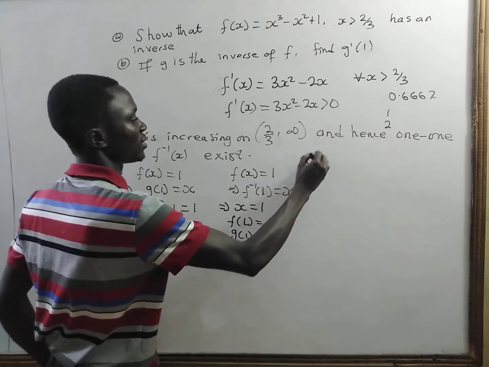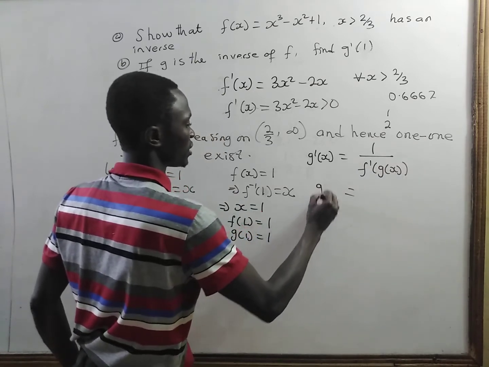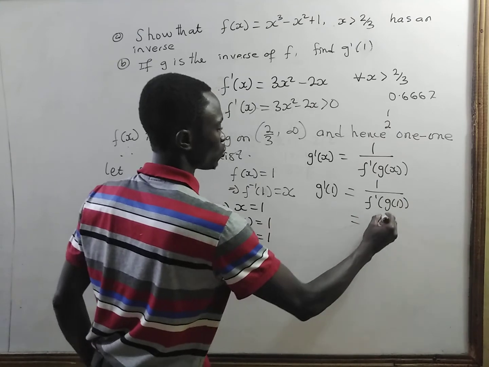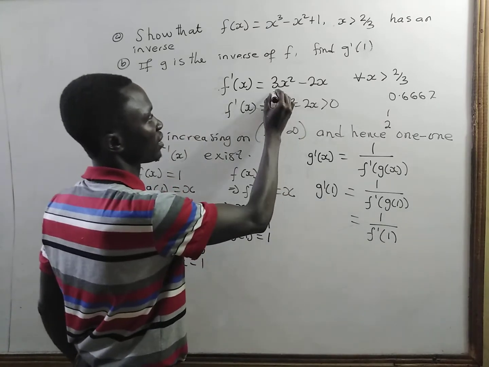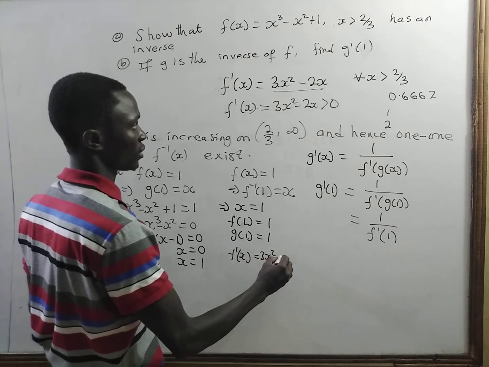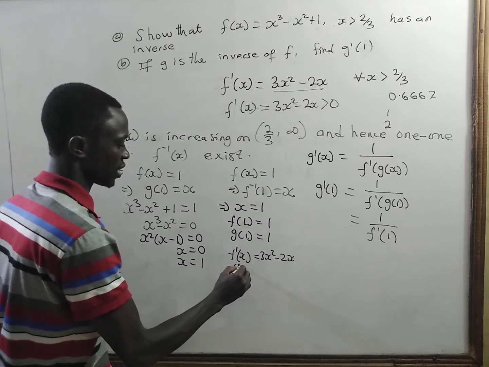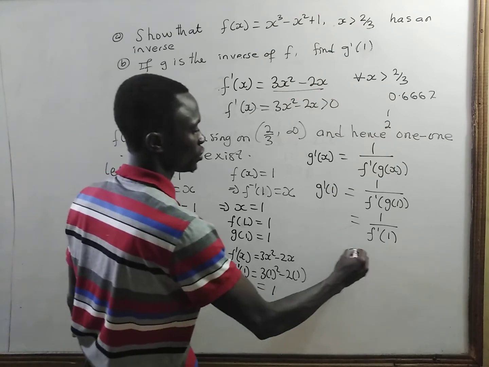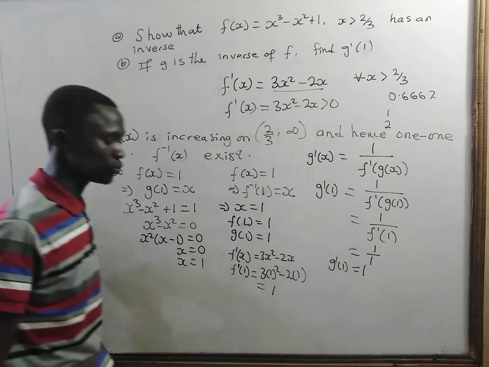And we know from the formula that g prime of x is equal to 1 divided by f prime of g of x. So here, g prime of 1 is the same as 1 divided by f prime of g of 1, which is equal to 1 divided by f prime of 1. Now what's our f prime? We found it here. Our f prime is 3x squared minus 2x. So let's find f prime of 1 and see. F prime of 1 is now 3 times 1 squared minus 2 times 1, and that will give us 1. So this will give us 1 divided by 1, which is equal to 1. So our g prime of 1 is equal to 1.